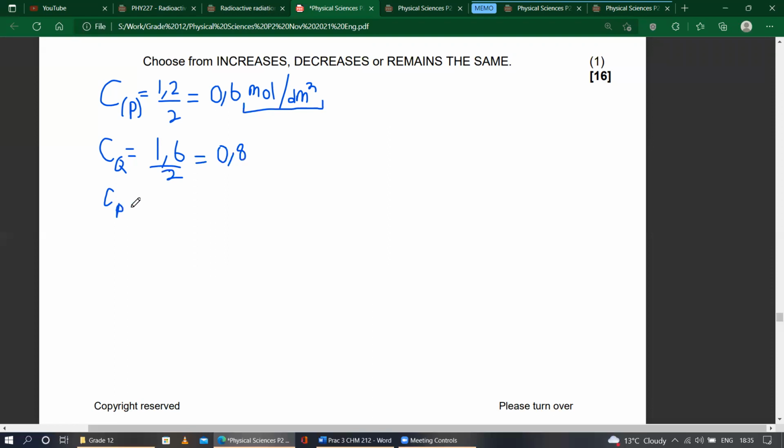So it's going to be the concentration of PQ. That's going to be 2.8 divided by 2. That's going to be 1.4. And remember, it's very important to write the equation. So before you get to all these calculations, you have to show that concentration is equal to number of moles divided by volume.